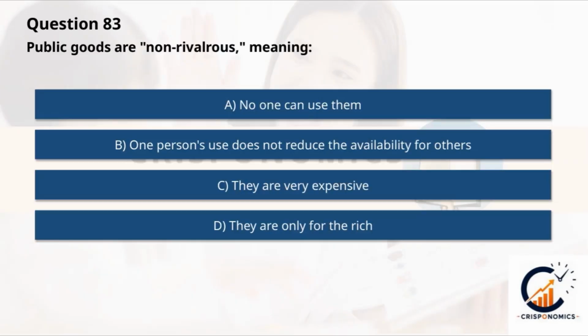Public goods have a unique quality: they're non-rivalrous. That means one person using them doesn't take away from anyone else's ability to use them.